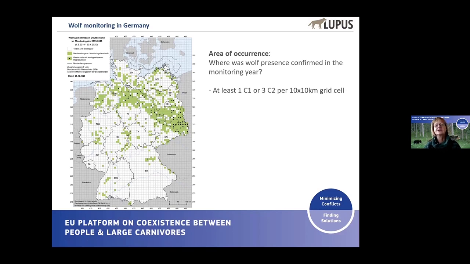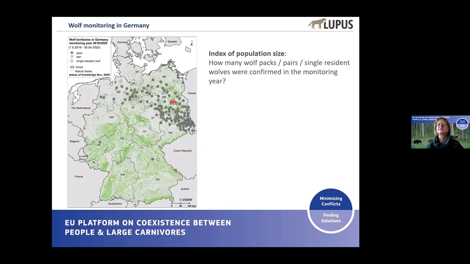Then the other thing that is produced on a yearly basis is the distribution of packs and pairs, and in numbers. So we want to know how many wolf packs and wolf pairs are there in Germany. As I said, we don't aim to calculate the individual numbers. That would be much, much more effort. And the data collection is done on the basis of the federal states. So each of those federal states is doing its own data collection. And then at the end of the year, we aim to compile this data into our national data.